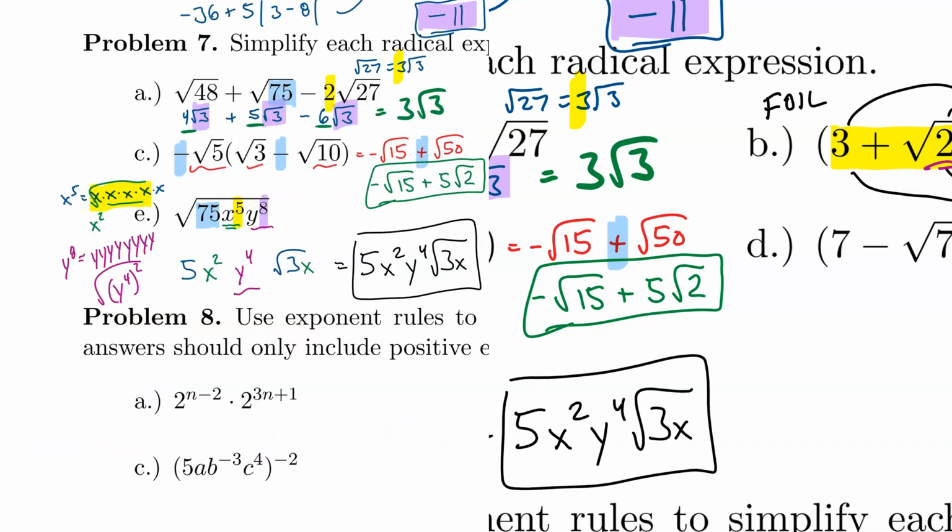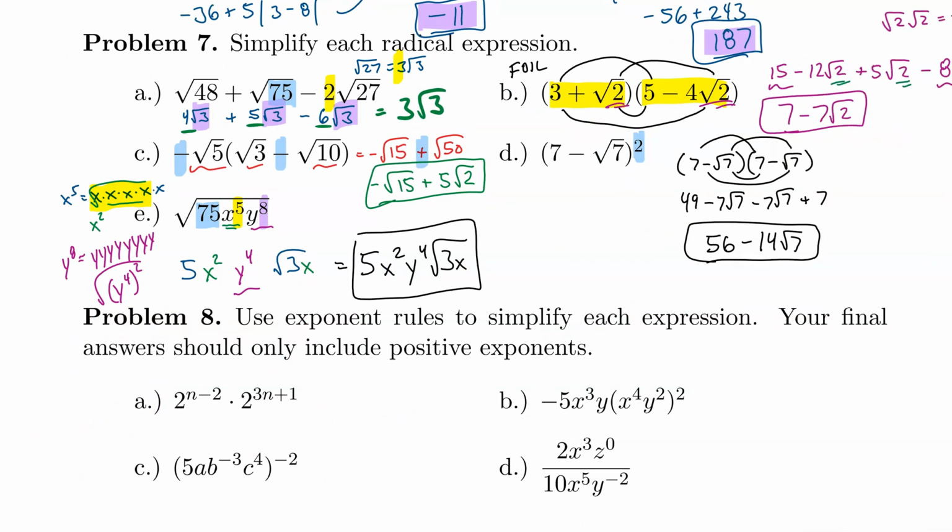So the answers we found for the problem 7 questions are: for part A, 3 square roots of 3; 7 minus 7 square roots of 2; negative square root of 15 plus 5 square roots of 2; 56 minus 14 square roots of 7; and 5x squared y to the 4th times the square root of 3x.